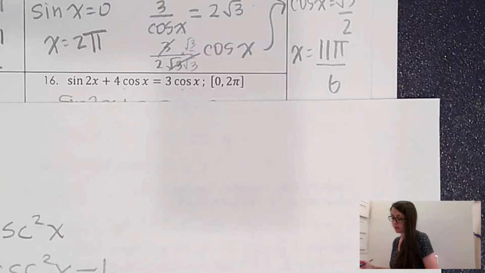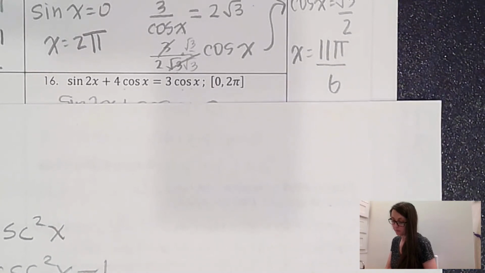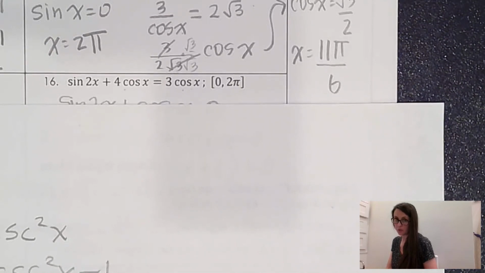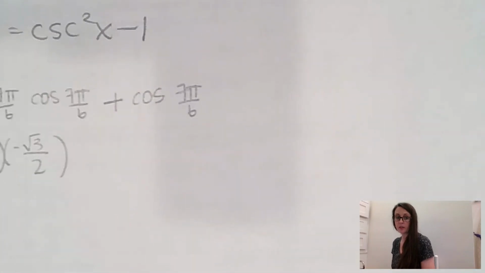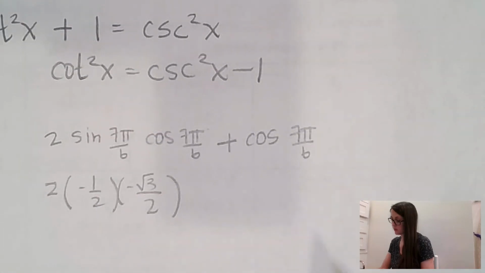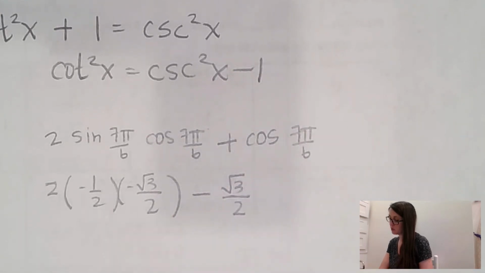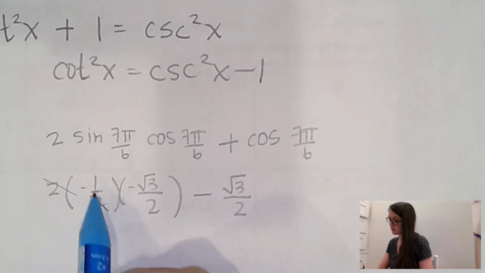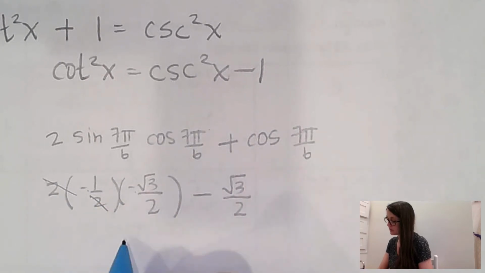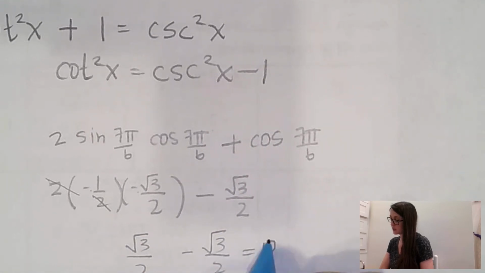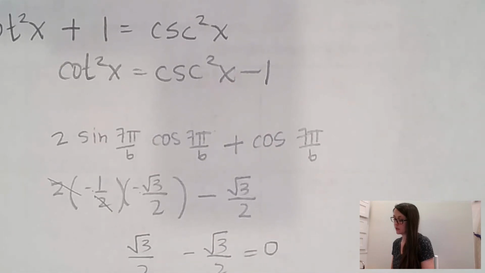Alright, so if I plug this in, sine of 7 pi over 6 is -1/2. Cosine of 7 pi over 6 is negative square root of 3 over 2. You can't see that, sorry. Trying to get used to this and it's not working. Cosine of 7 pi over 6 is negative square root of 3 over 2. So a negative times a negative turns into a positive, so this is square root of 3 over 2 minus square root of 3 over 2, which is 0. So 7 pi over 6 is okay.